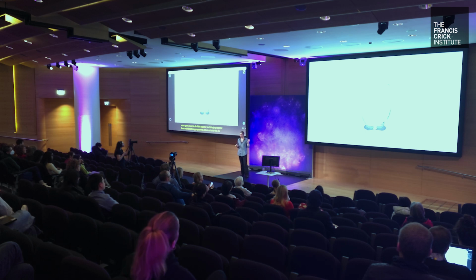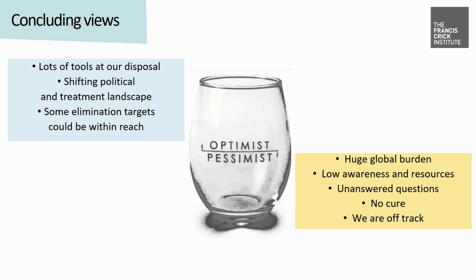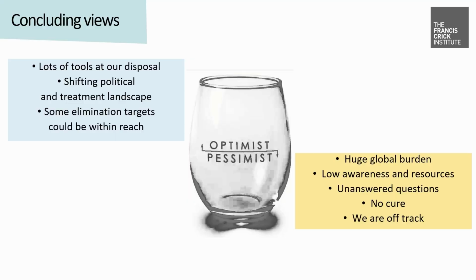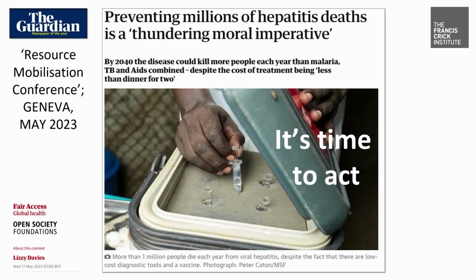So, to conclude, we have got so many tools at our disposal. We've got this wonderful shift in the landscape, especially in terms of diagnosis and treatment, and we've got some elimination targets that are reachable. But to look at the glass half empty, we are still living in the context of a high global burden, a lot of unanswered questions, and we're undoubtedly off track towards global elimination targets. This headline from The Guardian puts it in the best way I can think of. Tackling this is a thundering moral imperative.